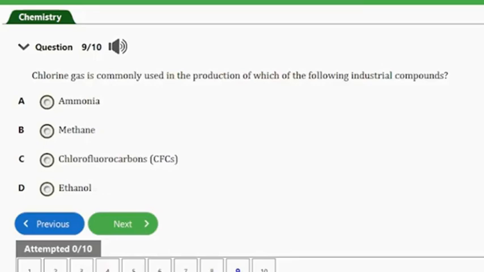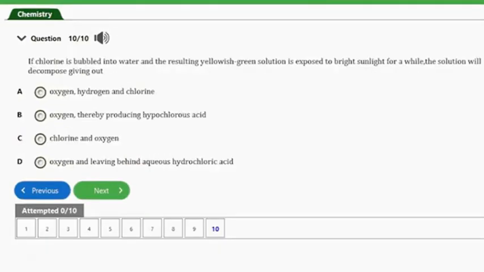Question number 9. Chlorine gas is commonly used in the production of which of the following industrial compounds? A, ammonia; B, methane; C, chlorofluorocarbons; and D, ethanol. So guys, the answer to this question is option C, and that's chlorofluorocarbons. So let's consider the next question.